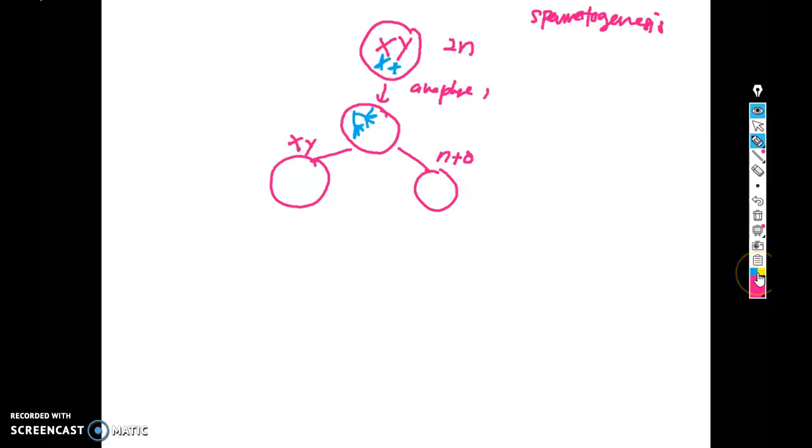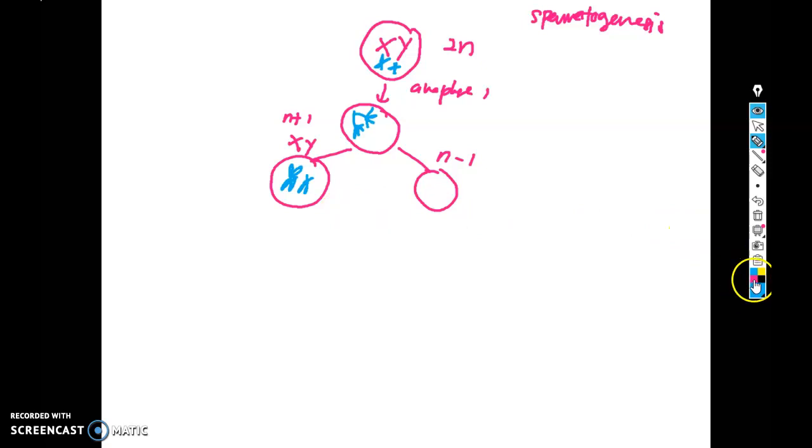This is n plus 1, or n minus 1, more easy. So XY means n plus 1, supposed to be. Then this one, we have X and Y chromosomes in one daughter cell.